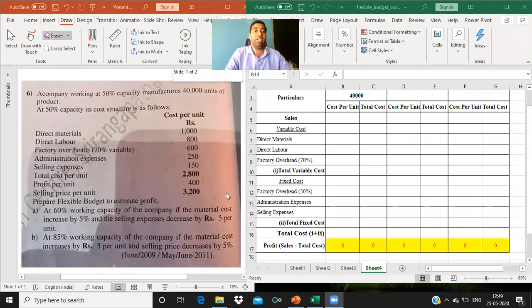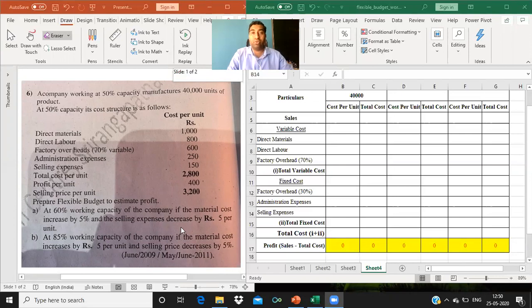A company working at 50% capacity manufactures 40,000 units of product. At 50% capacity, its cost structure is as follows. Direct material, labor, factory overhead, that is 70% variable and 30% fixed. Administration expenses, selling expenses, total cost per unit and profit per unit is given. Selling price 3,200. You have been asked to prepare the flexible budget and estimate the profit.